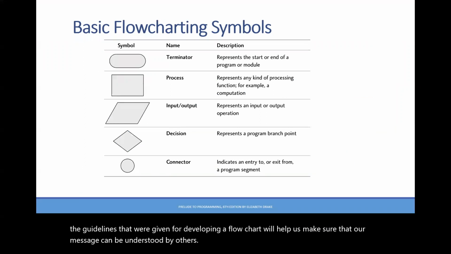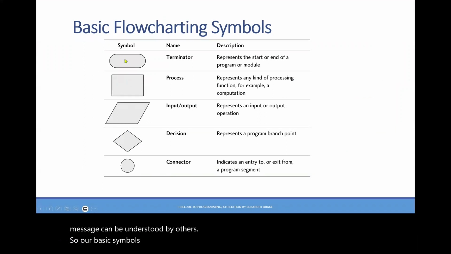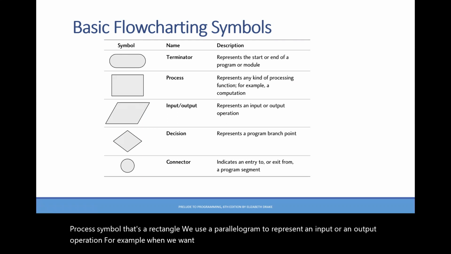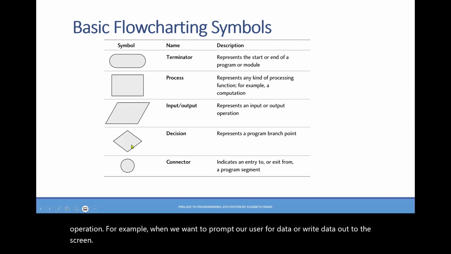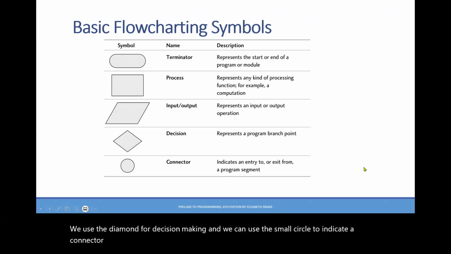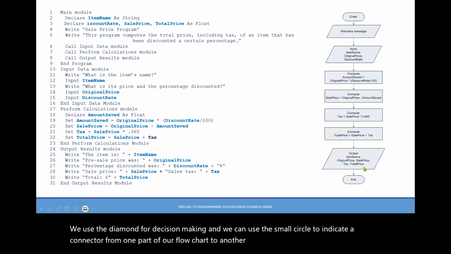So our basic symbols, our terminator at the beginning and at the end, our process symbol that's a rectangle. We use a parallelogram to represent an input or an output operation. For example, when we want to prompt our user for data or write data out to the screen. We use the diamond for decision making, and we can use the small circle to indicate a connector from one part of our flowchart to another part of our flowchart.